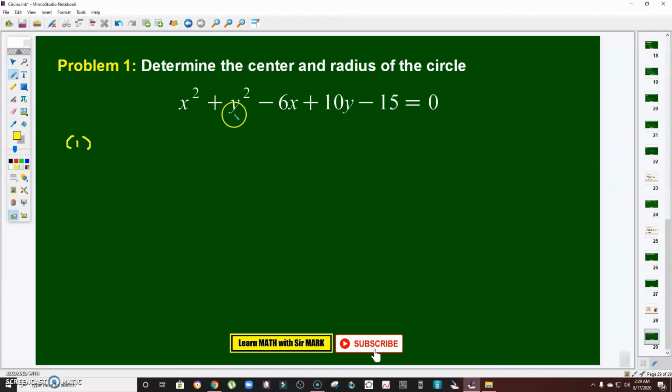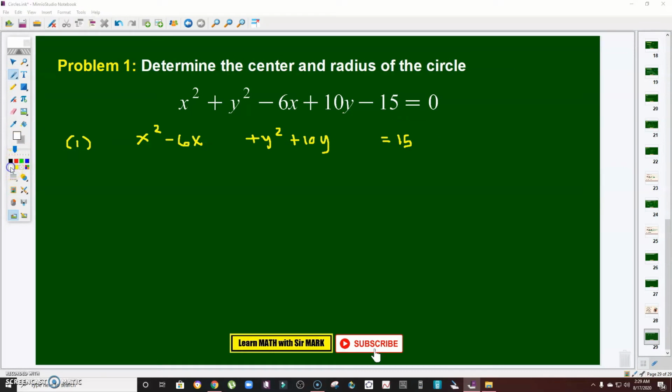To do it, let me rearrange it. That is x squared minus 6x, then I'm going to leave a space for the constant, plus y squared plus 10y. Then I'm going to transpose negative 15 to the right side, so that will be 15 as shown.